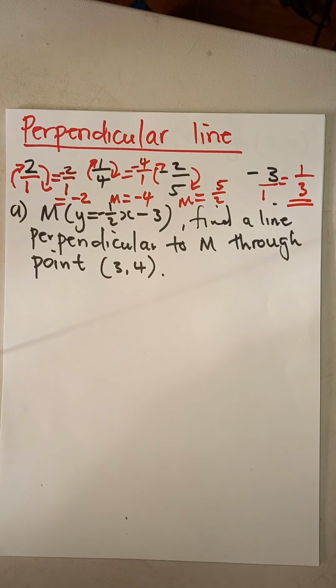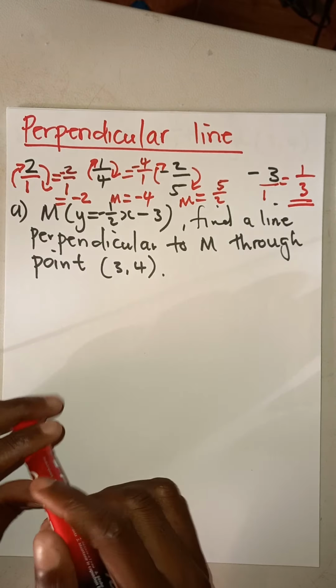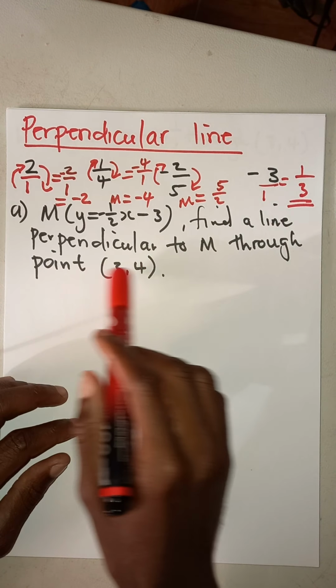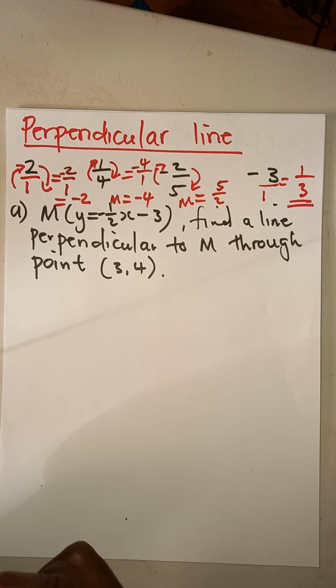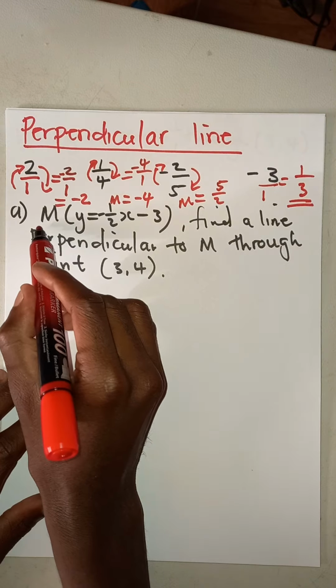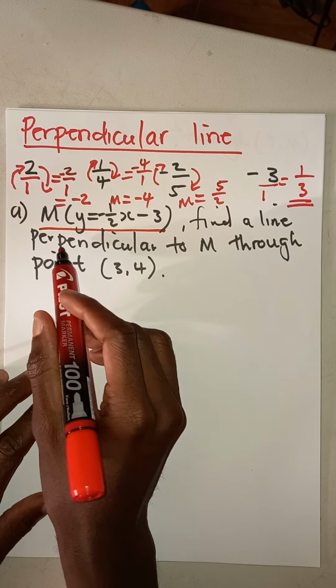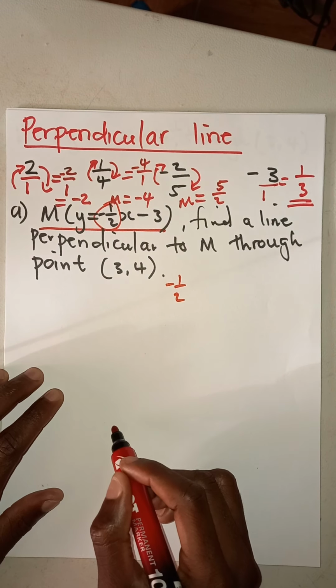Okay, now that we have understood that, now let's look at questions. Okay, so let's say you are now given a question such as line M, y equals negative 1 over 2 x minus 3. Find the line perpendicular to M through point (3, 4). Now, it's very simple. What you need to do is, step number 1, find the gradient of line M. So in this case, this is the gradient, which is negative 1 over 2.